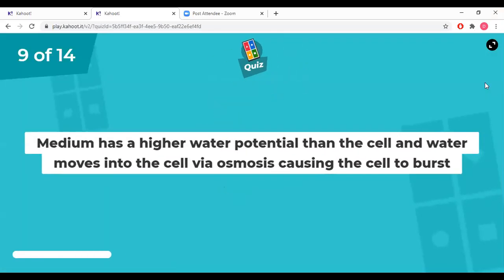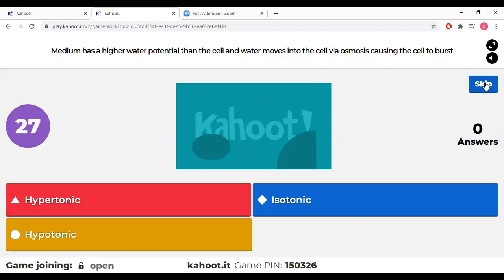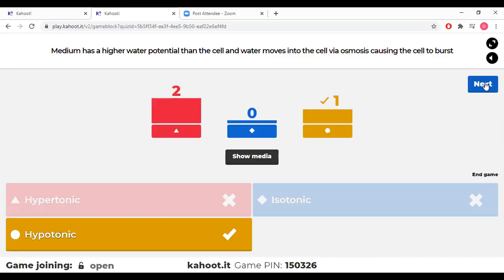Question 9. The medium has a higher water potential than the cell, and the water moves into the cell via osmosis, causing the cell to burst. So it's more concentrated inside the cell. Okay, you guys answered that very fast, and still only one got it correct.